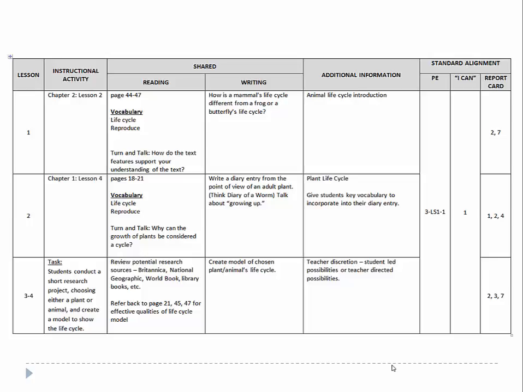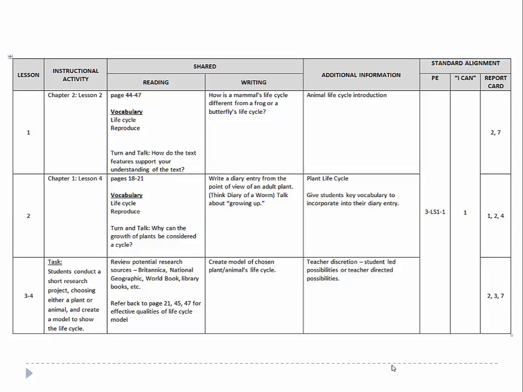The text on pages 18 through 21 allows students to continue to examine the patterns of life cycles between living organisms by focusing on the life cycle of plants and elements of effective models demonstrating life cycles. Students conclude the first set of lessons and performance expectation by selecting a living organism and developing a model to show its specific life cycle.